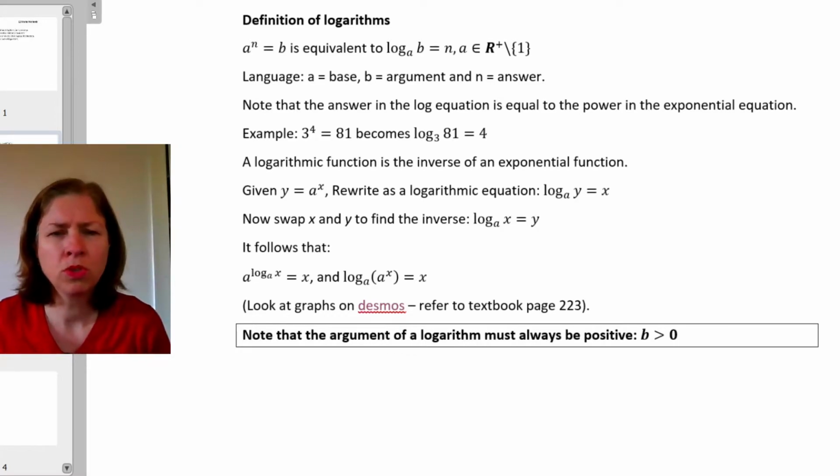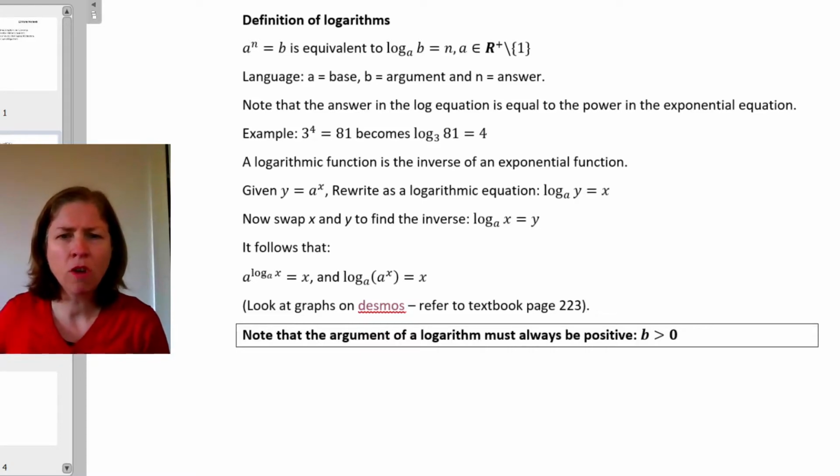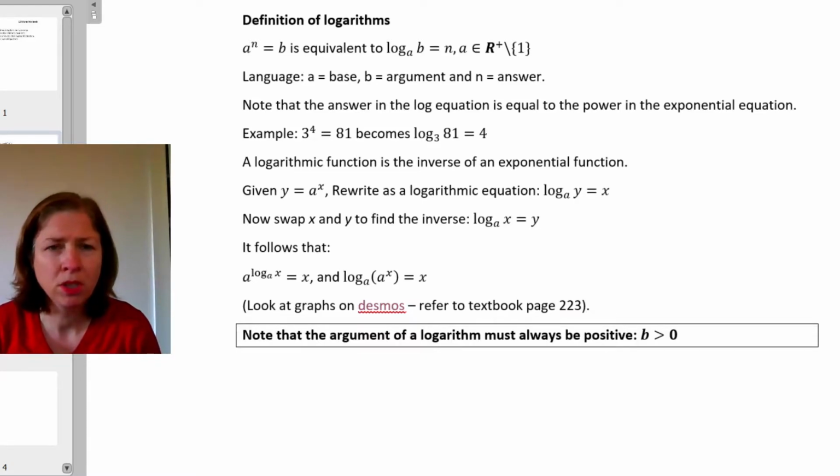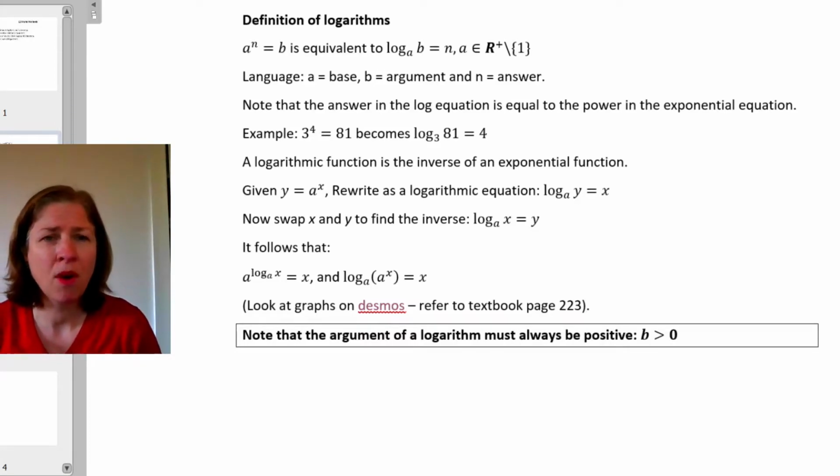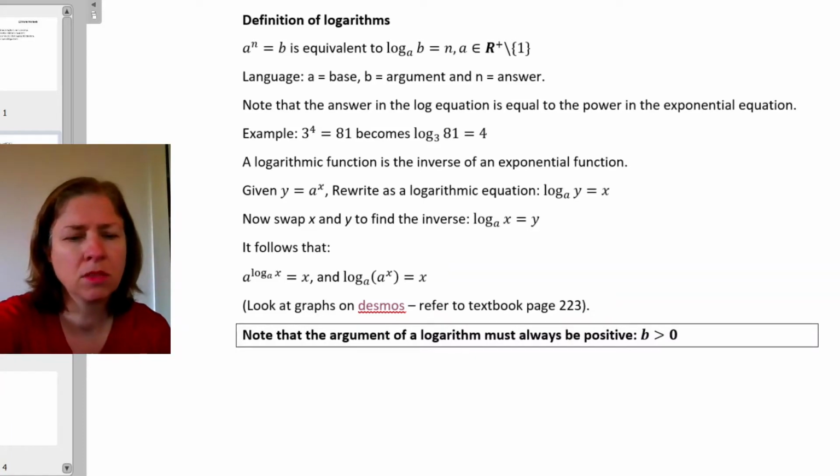It's important also to note that the argument of a logarithm must always be positive. That is, b is always greater than 0. And remember, if you go back to the top there, we are assuming that a is a positive number. So if I raise a to a power n, then it's always still going to equal a positive number. So for that reason, log with a base of a positive number has to have a positive argument. And the argument, remember, is the number inside the logarithm. So that's what's going on there.